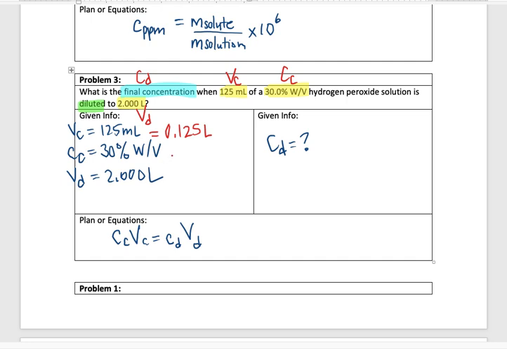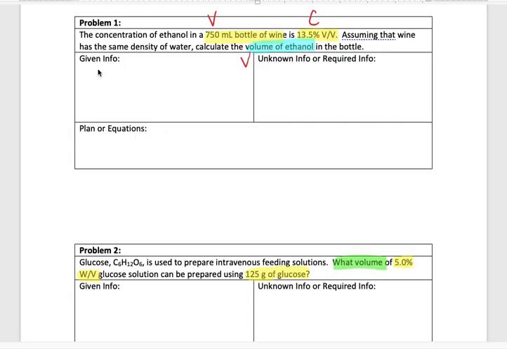0.125 liters, okay, and then the units here. All right, so this is what you need to find, and that's the formula that you're going to use. Okay, so moving on to the next one here.